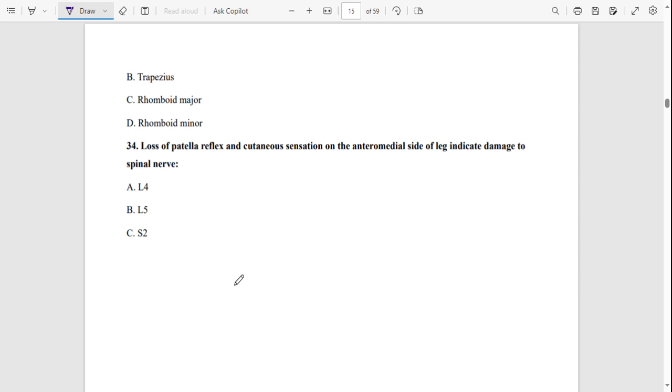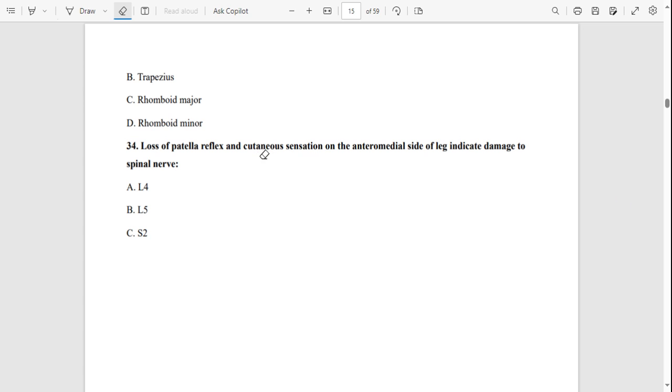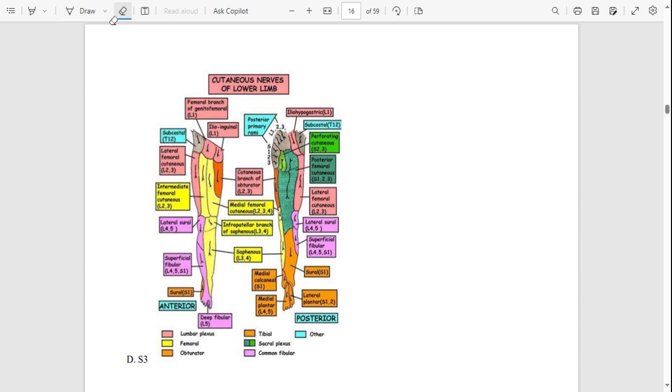Number 34. Loss of patellar reflex and cutaneous sensation of the anteromedial side of the leg indicates damage to spinal nerve dash. So the loss of patellar reflex and cutaneous sensation. If you look at this one, the patella is here. Patellar reflex is where you are hit on the patella here and you are able to move your leg like that. So you can see what innervates most of this region where the patella is. And the question is also saying cutaneous sensation of the anteromedial side.